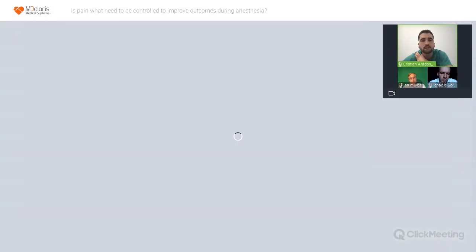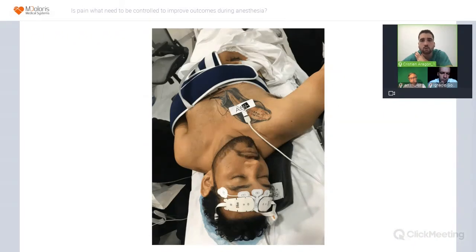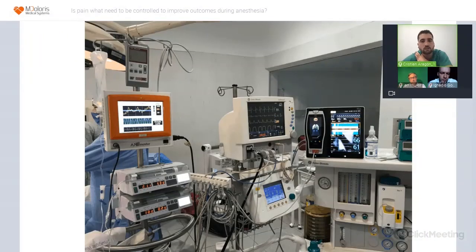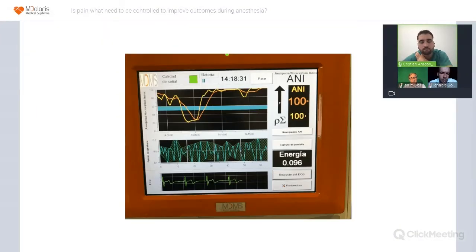For instance, in this case, a supraclavicular block was performed for a fracture of the arm, and he was sedated with dexmedetomidine, which is a potent sympatholytic drug. So the ANI values, the high frequency component, increased to 100% because there was no sympathetic response.